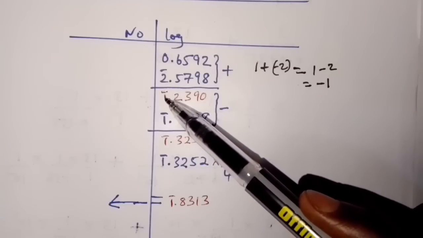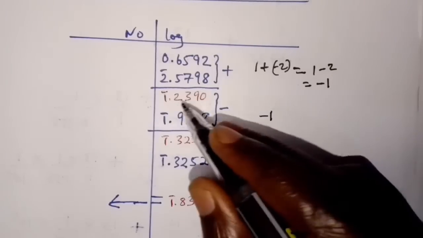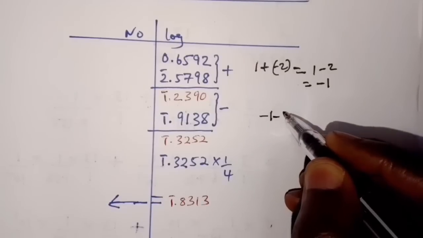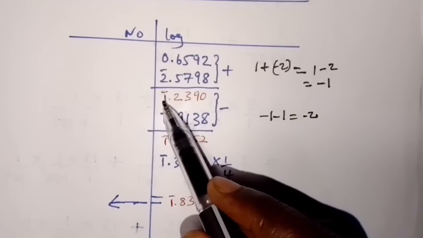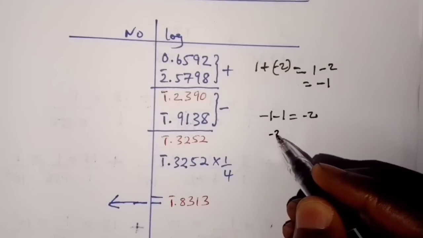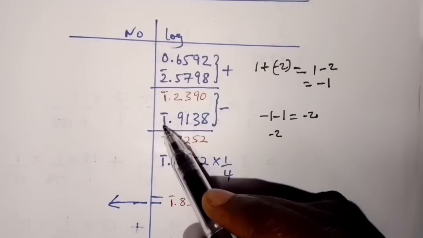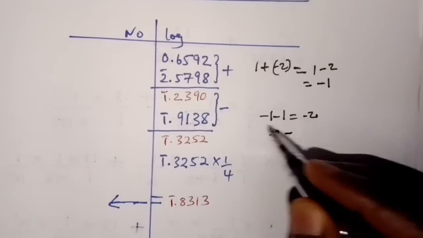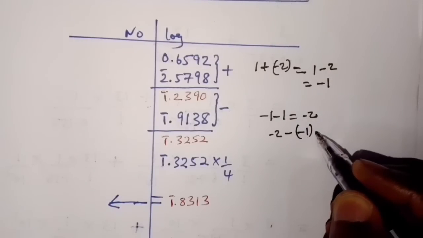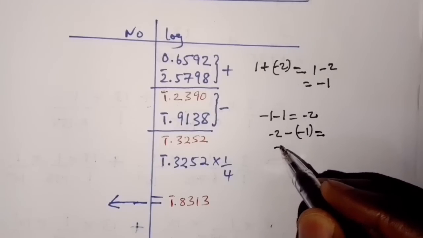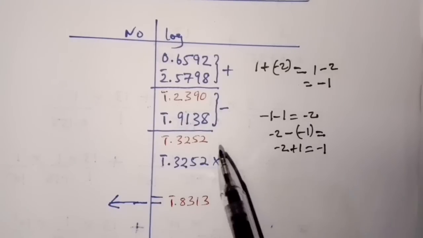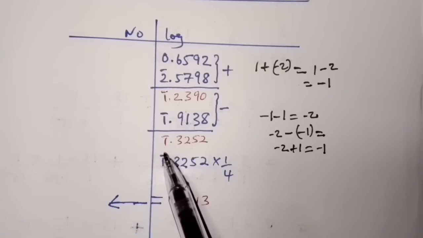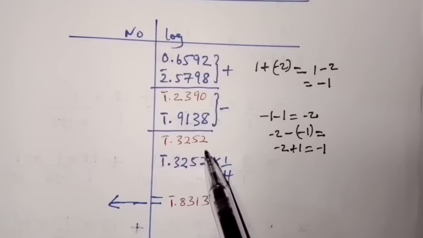So we have borrowed 1 from this side. Negative 1 here. We have borrowed negative 1. And therefore here this is a negative 2. We are remaining with negative 2 here. We want to subtract negative 1. Negative 2 minus negative 1 is equal to negative 2 plus 1, which is equal to negative 1, which is bar 1. So therefore this is bar 1.3252.